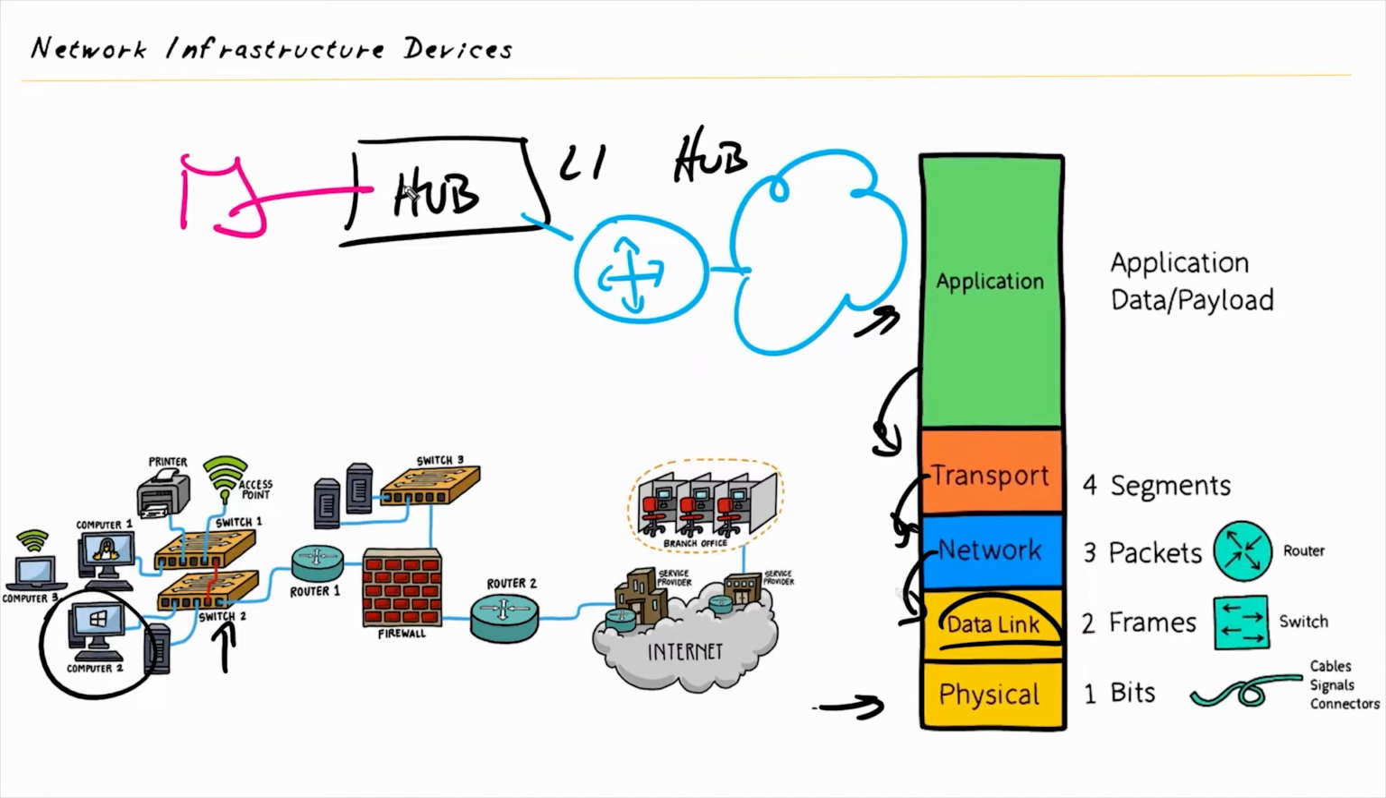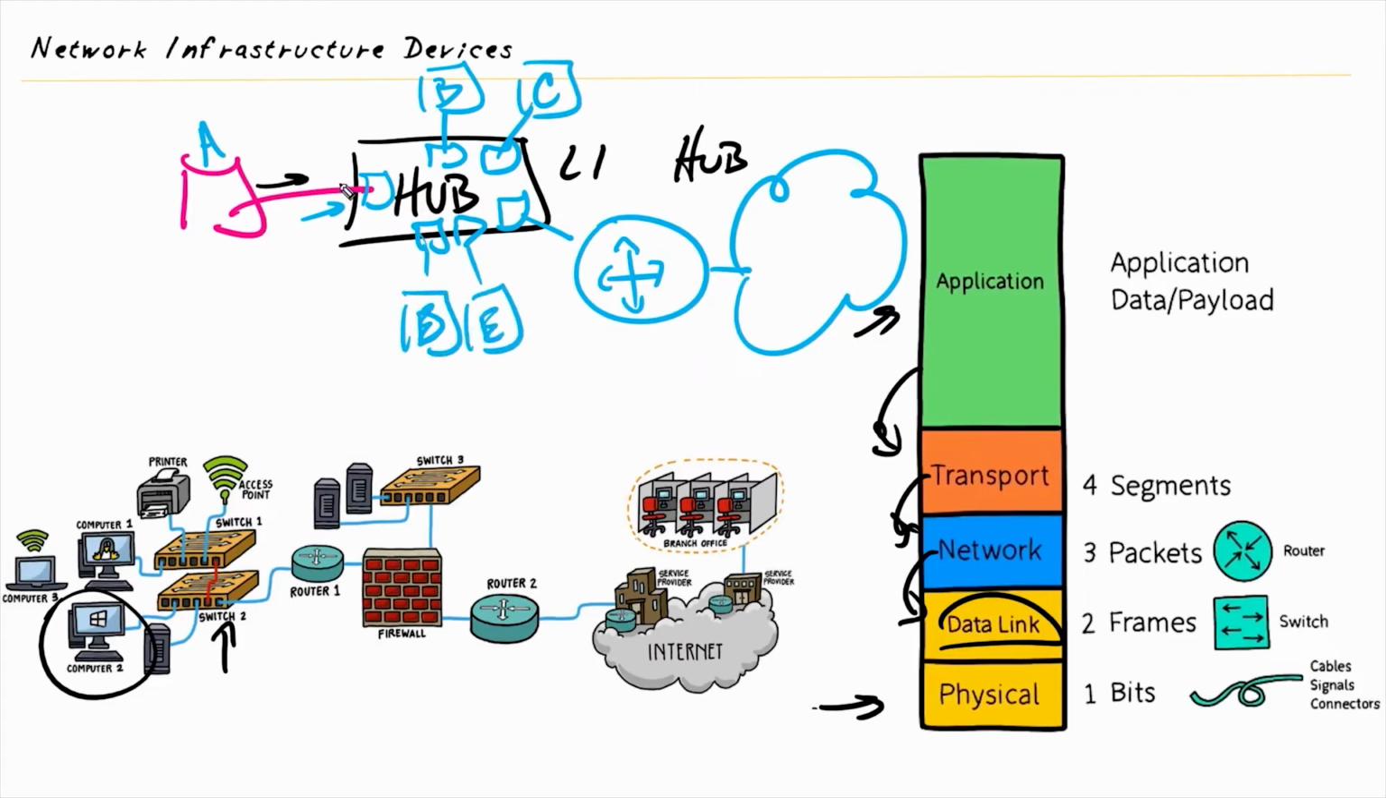A layer one hub has no concept or idea about any type of addressing or framing or packets up higher in the protocol suite. All it does is take signals, little bits, ones and zeros that come in on one port, and forward them out all other ports. So if we have a few other devices here, device A, B, C, D, and E, when one bit of data is sent in, the hub acts as a multi-port repeater, takes the signal that came in and repeats it on all the other ports.